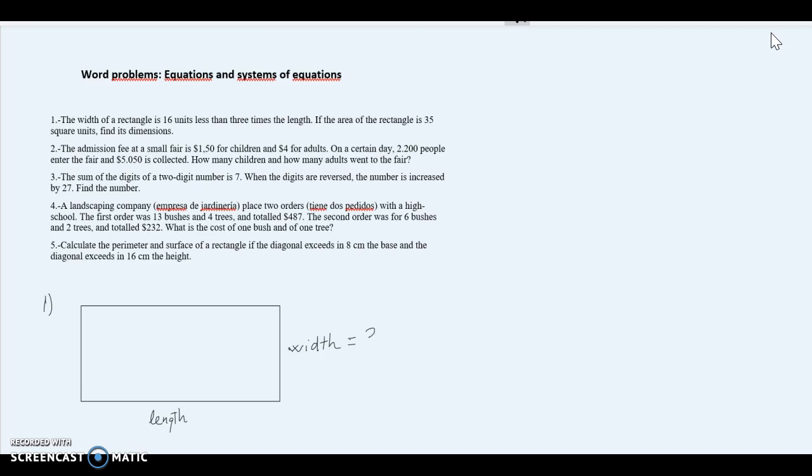So 3 times the length is 3x, for example. So the length must be x. And 16 units less is minus 16. So if the area is 35, we have that the length times the width is the area. So this is 35. So I will have x times (3x minus 16) equals 35. So this is the equation that we have to solve.